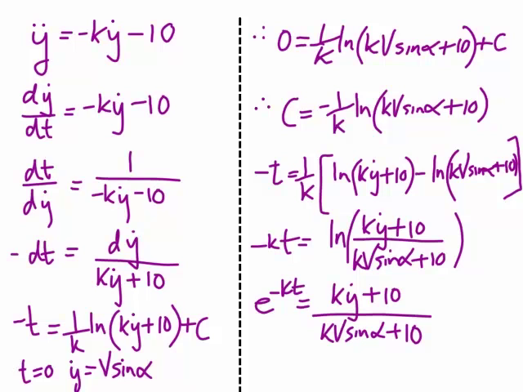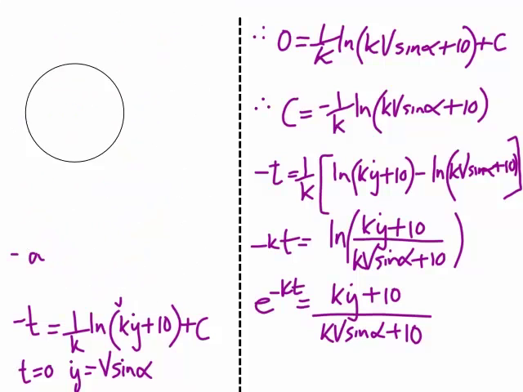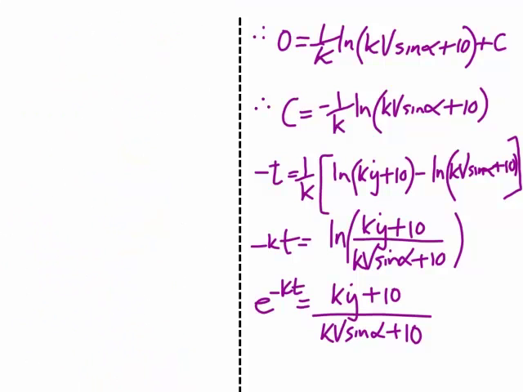So that's what we're going to do now. We're just going to make y dot the subject. Now from there we actually integrate again, obviously, to get the x's and the y's. But let's go through this. We end up with e to the minus kt times this expression, k v sine alpha plus 10, and that's equal to just ky dot plus 10.